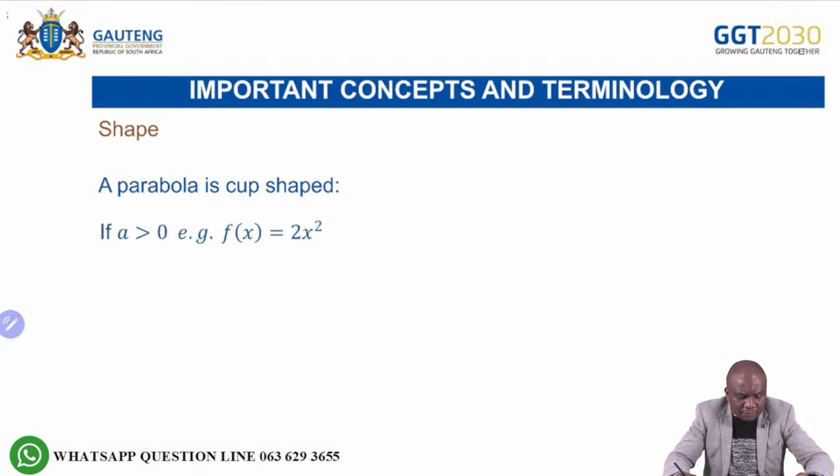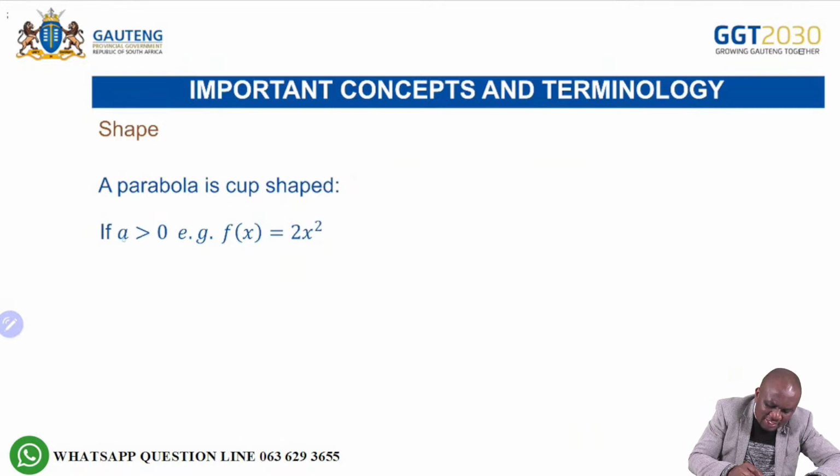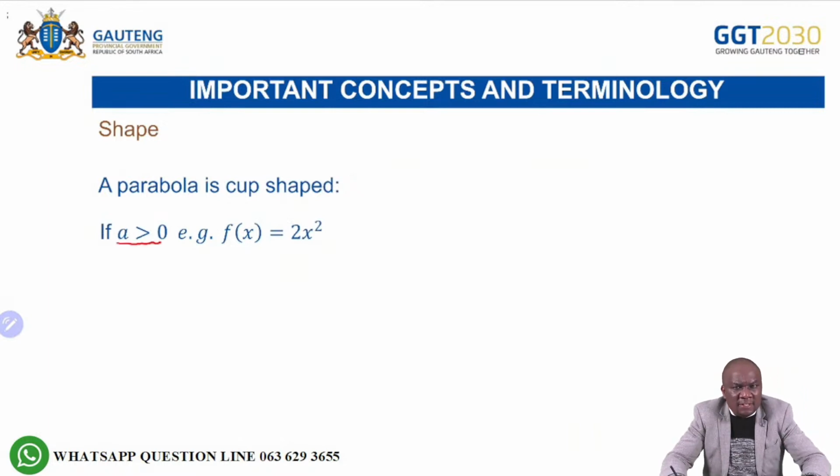And then, if a is greater than 0, what is the meaning of that? It means if a is positive, you must know that greater than 0 means positive, less than 0 means negative.